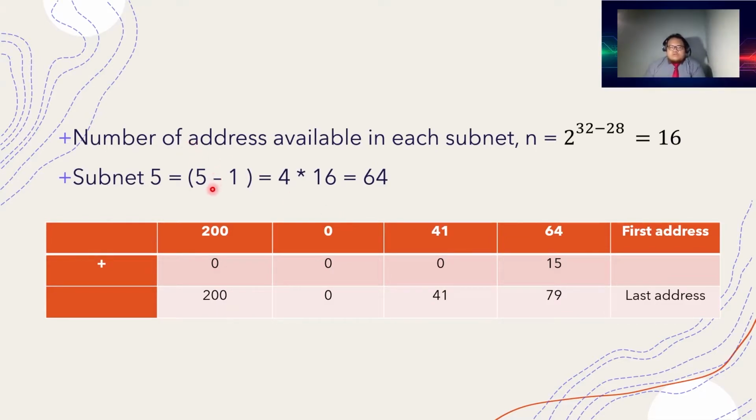So from here, we are going to use subnet 5 minus 1. We get 4, and 4 times 16, which is the number of addresses available, gives the number we add to the byte, which is 64. So from here, we insert the number 64 into the 4th byte here, and we add it with the wildcard that we are using. The wildcard that we're using for this subnet is 15, and the last address that we get is 200.0.41.79, and the first address is 200.0.41.64.